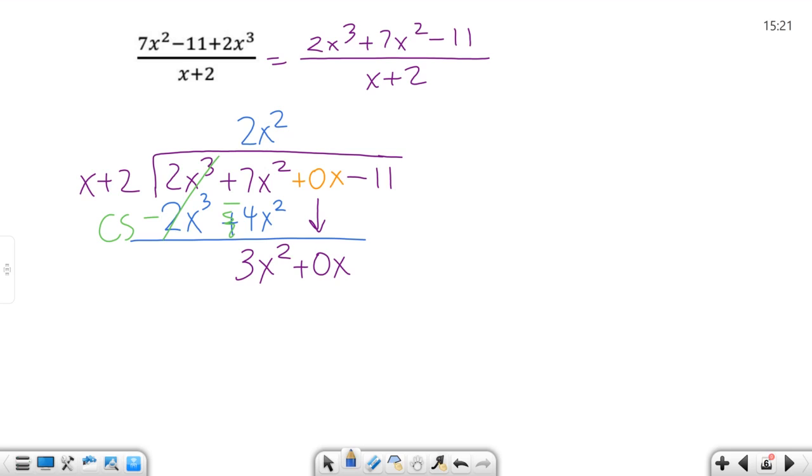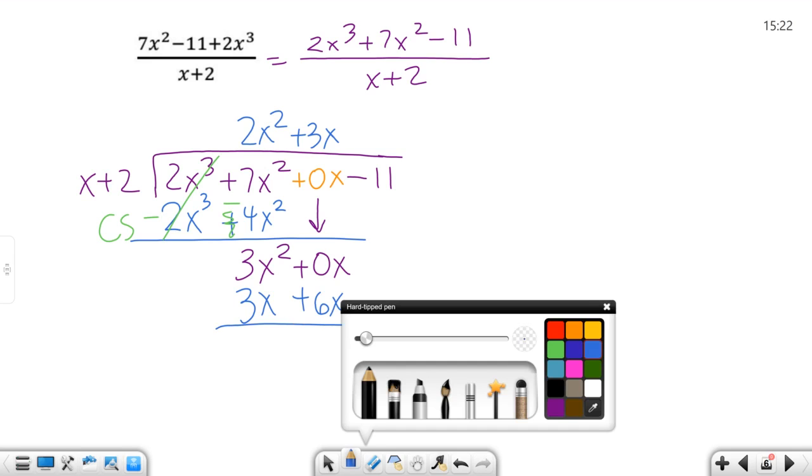And now I start the process over again. What times x is 3x squared? Well, it's going to be plus 3x. 3x times x is 3x squared. That's why I did it. And then what do I do next? I do 3x times plus 2. Even though there's nothing there, I still have to put this down. Plus 6x. And then, you guessed it, change those signs.